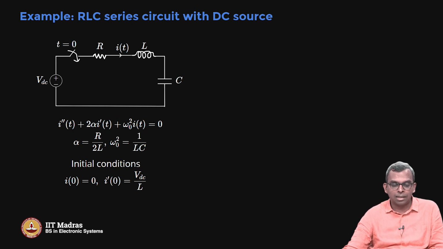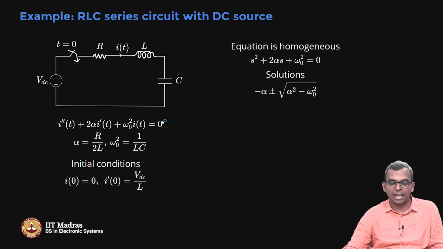So how do I solve this? This is a homogeneous equation. That's nice that we have a homogeneous equation. We don't have to do a particular solution, just the homogeneous solution is enough. So what is our guess for the homogeneous solution? E power st, isn't it? I of t is e power st, and we get this quadratic equation, s square plus 2 alpha s plus omega naught square is 0, and we want to find the values for s. Okay, the solutions of this quadratic equation are minus alpha plus or minus square root of alpha square minus omega naught square.